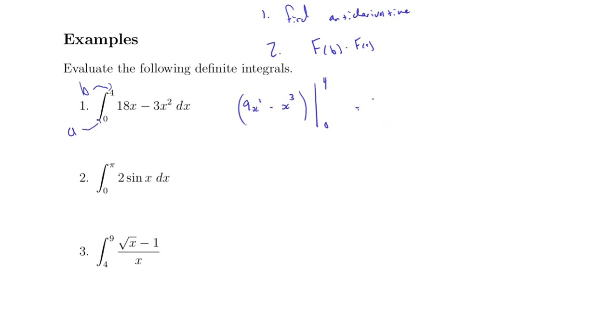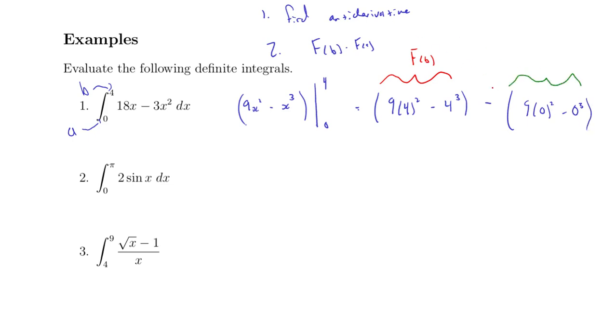I'm going to evaluate this from 0 to 4. What that means is I'm going to plug in 4. So this is 9 times 4 squared minus 4 cubed, minus, so this is my capital F of b, and then I'm going to say minus 9 of 0 squared minus 0 cubed. And this is my capital F of a. So F of b minus F of a.